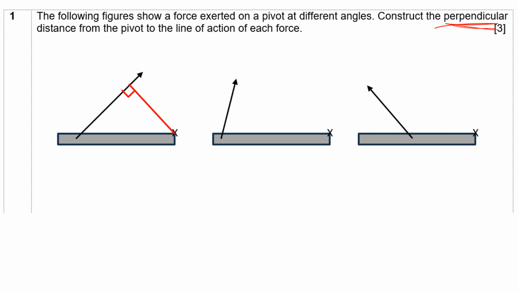For question 2, the second force, the same thing applies. You just put a perpendicular line and then you slide your set square until the other end touches the pivot. The pivot there has been marked out with X, so you just need to connect this to your force. Now, the third diagram, the third force, might be a little bit more confusing.